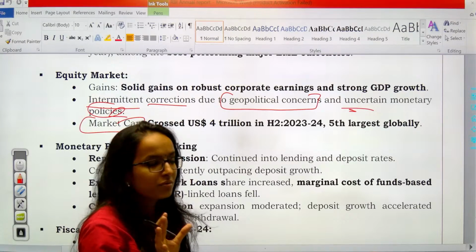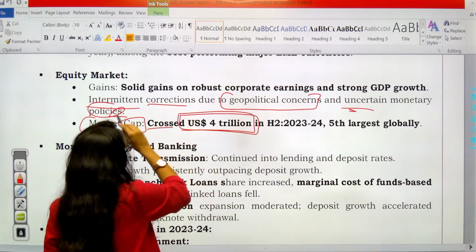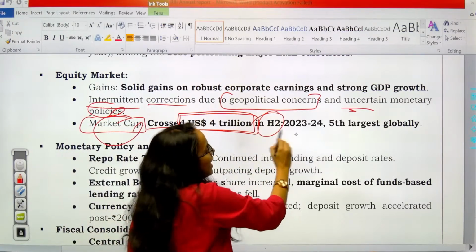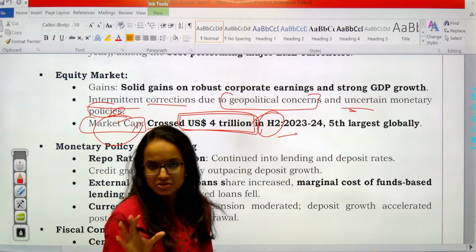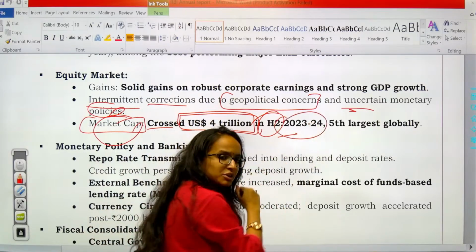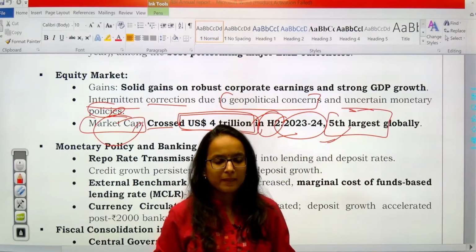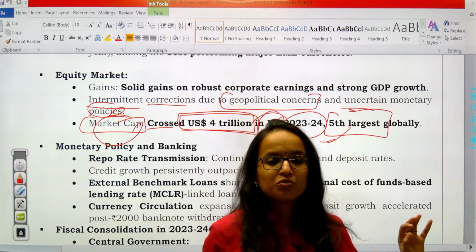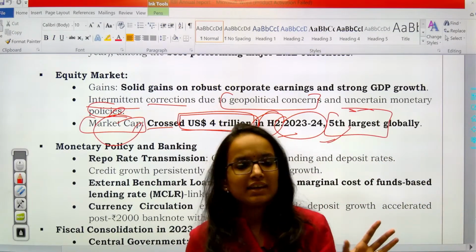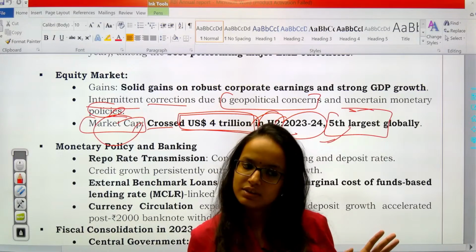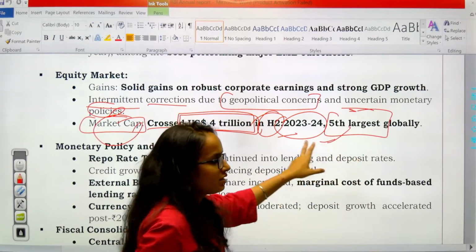The number also you should remember, that India has crossed the $4 trillion mark in market capitalization in H2. H2 is the second half of the financial year, say 2023-2024, and India has become the 5th largest economy to do so. So wherever H2 is written, H2 means second half. You have the first half, the first 6 months, and then the second half, the later 6 months, right? This is the news which we have covered in our editorial classes also.